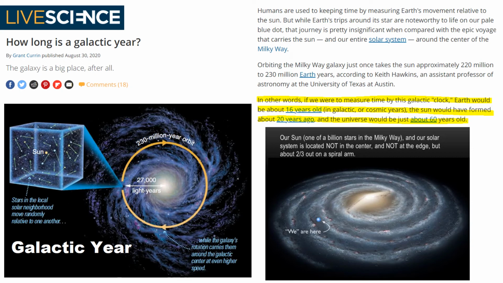And in the highlighted section, in other words, if we were to measure time by the galactic clock, Earth would be about 16 years old in galactic or cosmic years. The Sun would have formed about 20 years ago, and the universe would be just around 60 years old. Now, of course, that's only going by the galaxy. If we were to expand that out even further to something bigger than the galaxy, of course, the galactic clock changes at that point.